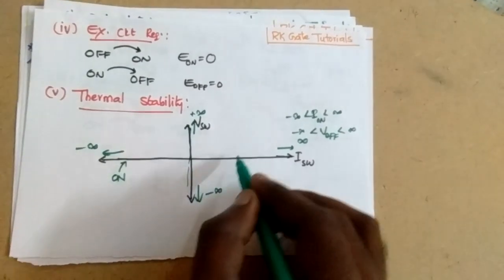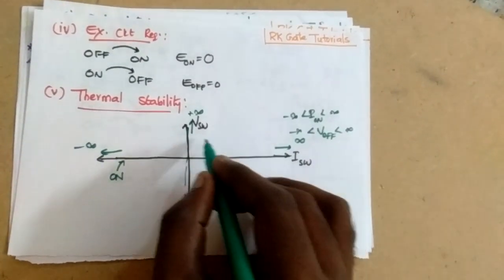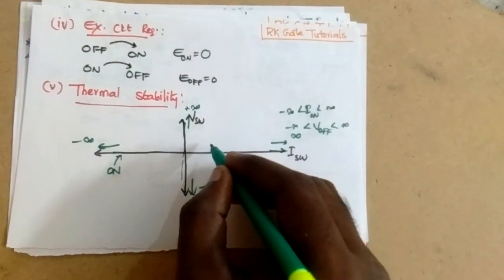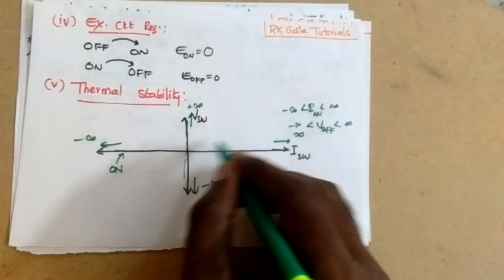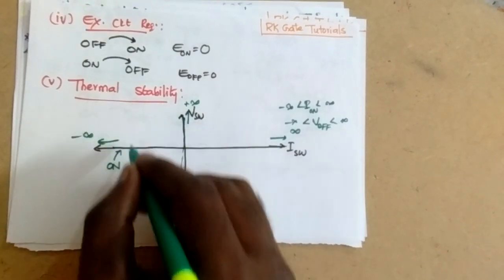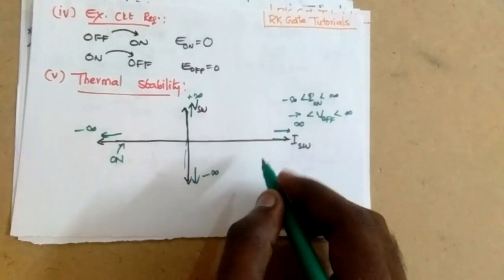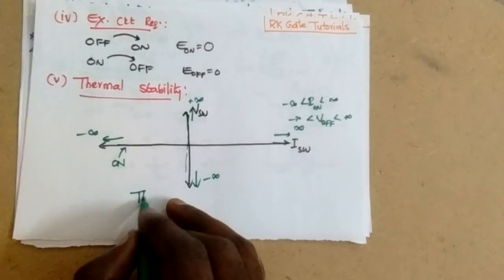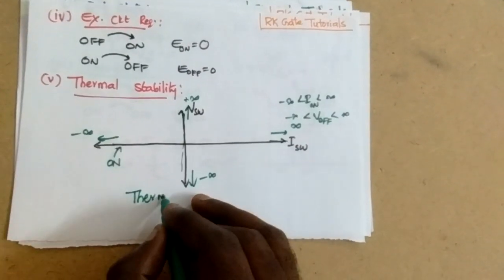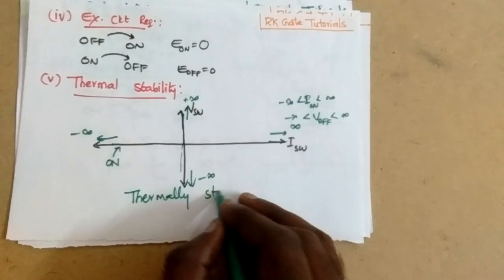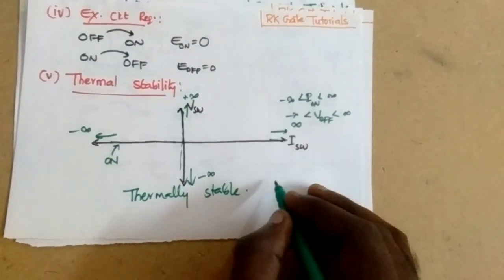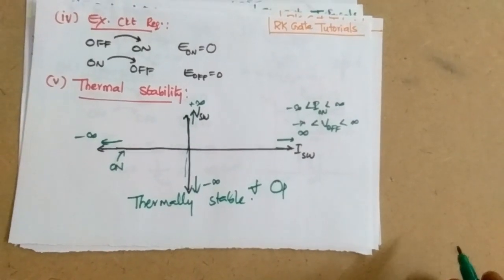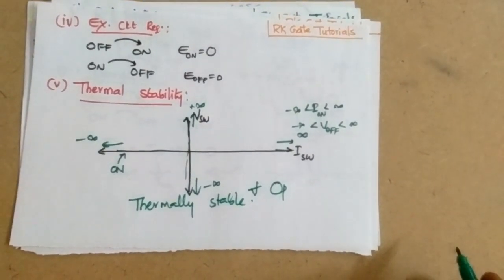So wherever the operating condition you may take, the ideal switch is thermally stable. So it is thermally stable in all the operating conditions. This is the conclusion here. So this is the discussion regarding the ideal switch.